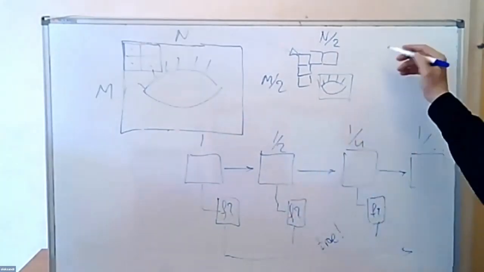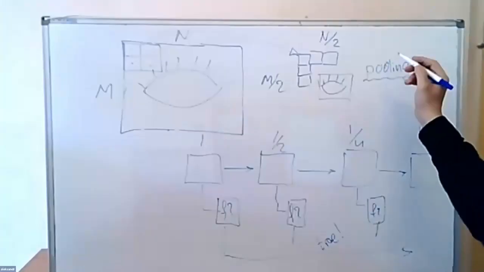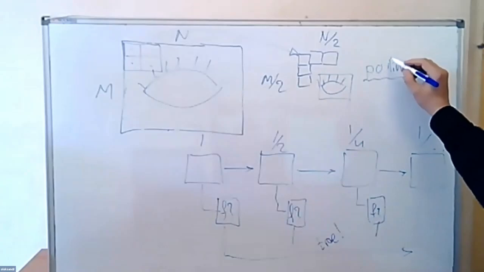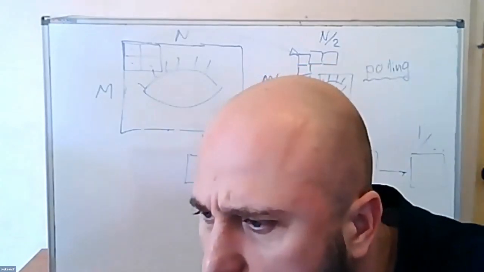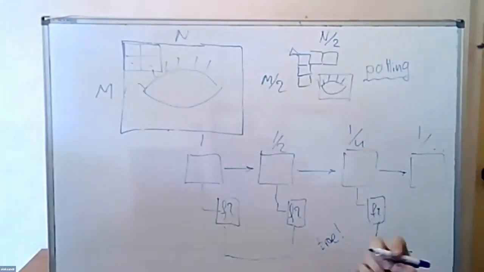This type of convolution is called pooling, and we have many types of it. Let me check how it should be written. Yeah, double L here. It's like pool.